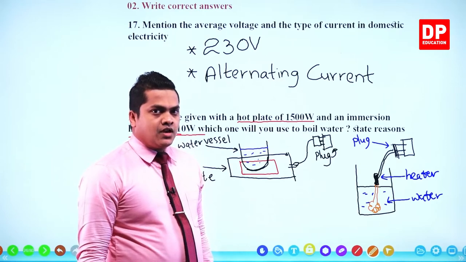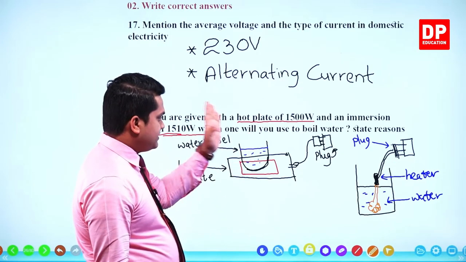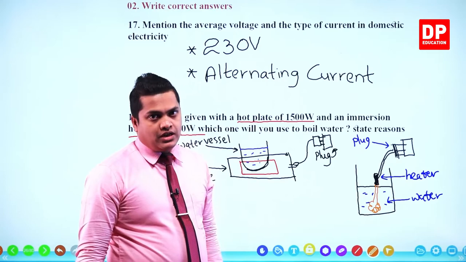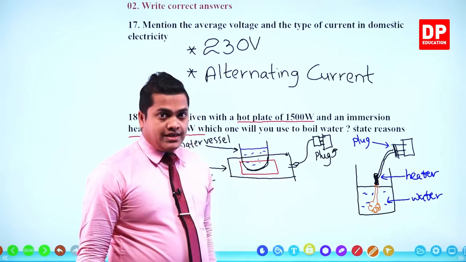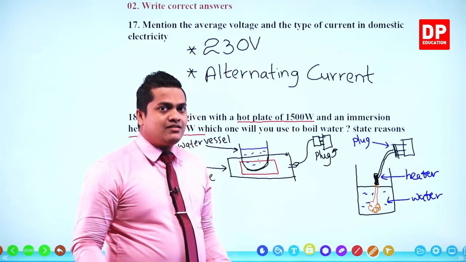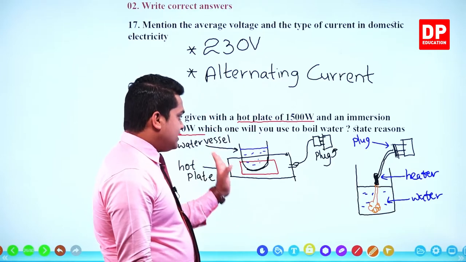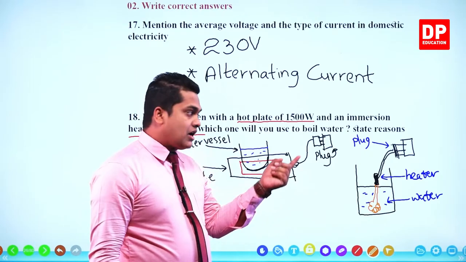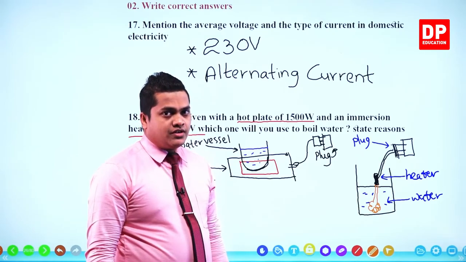So what's the difference here? The difference is that, my dear children, when you take the hot plate, we have to heat the vessel, then utilizing that heat energy, the water is going to boil. We can't directly heat water. However, in an immersion heater, water is directly getting heated because we insert the immersion heater into the water. Not like this. In a hot plate, the vessel should heat up first, then that heat is transferred to water. But in an immersion heater, water is directly getting heated. So therefore, the heater is more efficient than the hot plate.